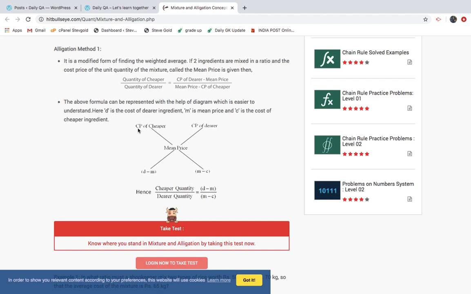See, we are writing cost price of the cheaper here, and cost price of the dearer here, and mean price here. What does this exactly mean? We are mixing a variety with another variety, and this variety's cost price is C, and this variety's cost price, the CP of the dearer, is D. Then mixing these in a particular ratio, that is D minus M and M minus C, we get the mean price M.